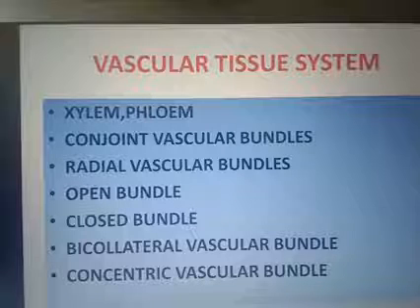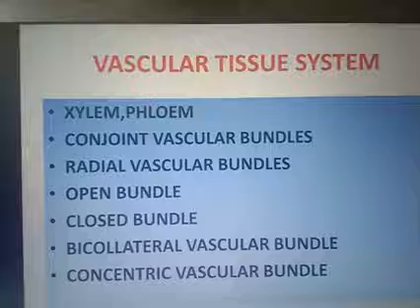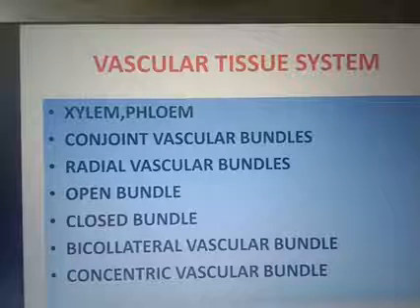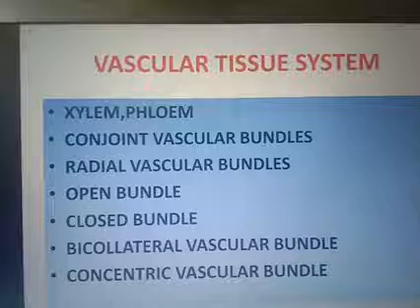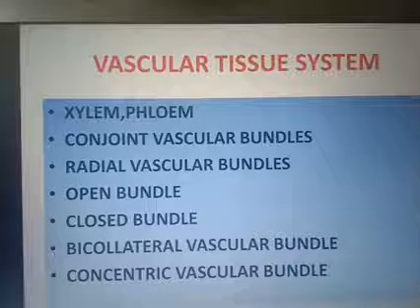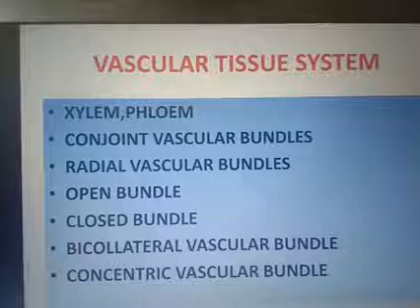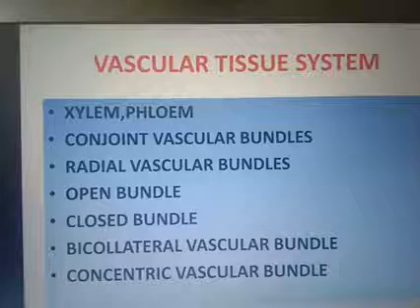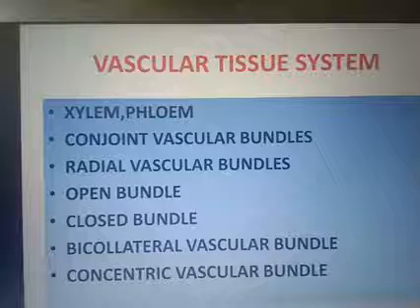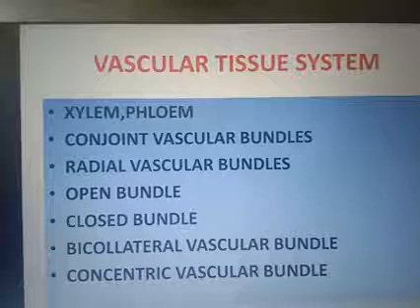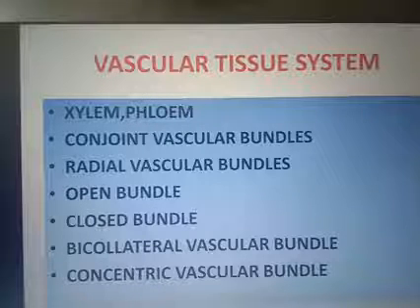When we discussed the complex tissues, we studied the main cells present in xylem and phloem. Xylem is composed of two types of vessels, protoxylem and metaxylem. The first formed xylem is protoxylem, which has smaller vessels, and the later formed xylem is metaxylem, which has larger vessels.